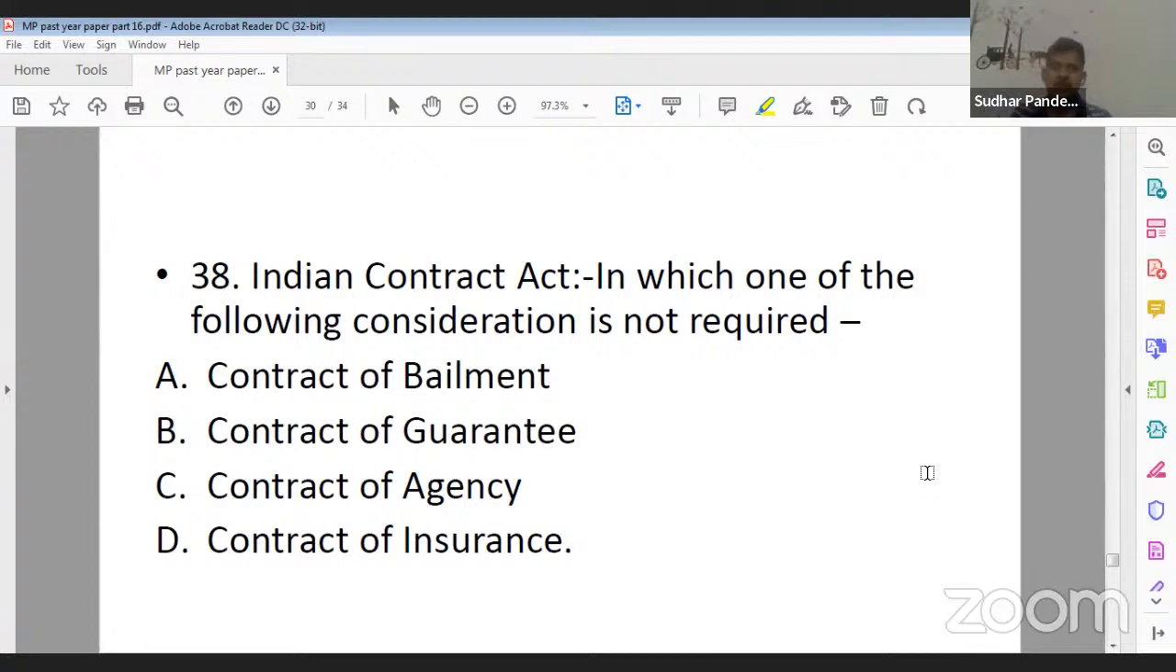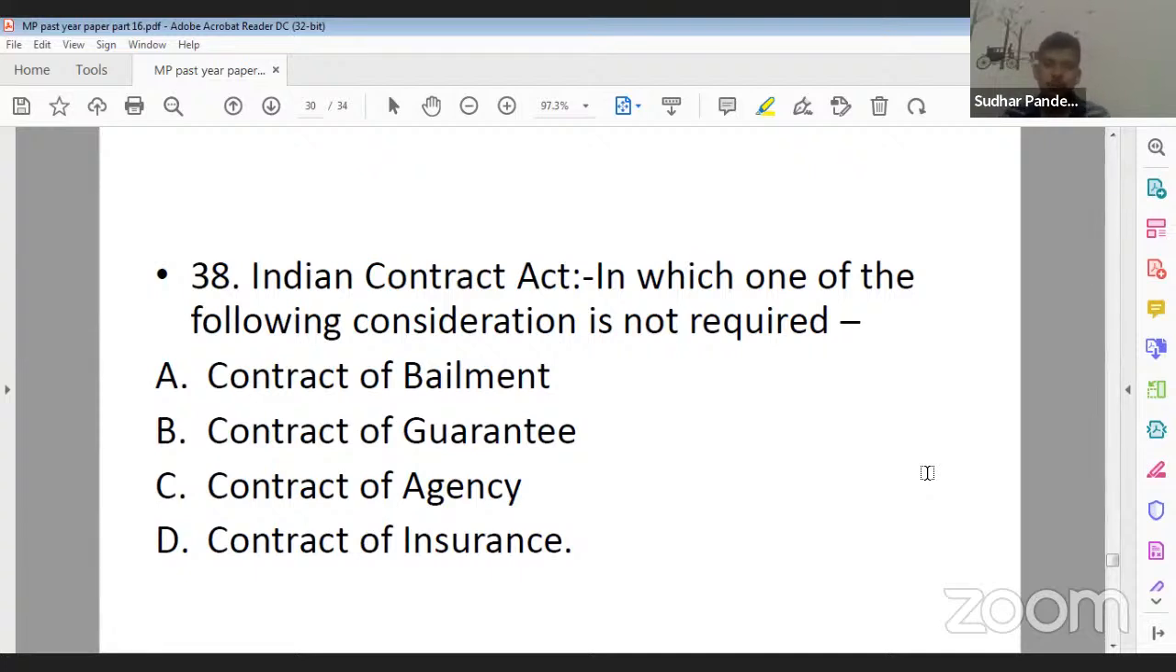Question number 38. In which one of the following consideration is not required? Option A, contract of bailment. Option B, contract of guarantee. Option C, contract of agency. And option D, contract of insurance. Yes, Varunji, B is the correct answer for question number 37. Question number 38. In which one of the following consideration is not required?